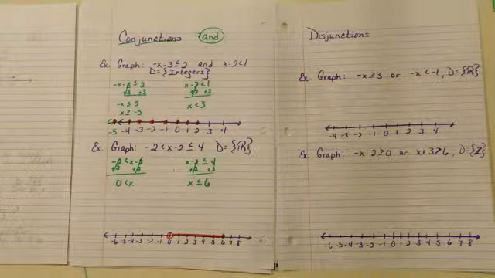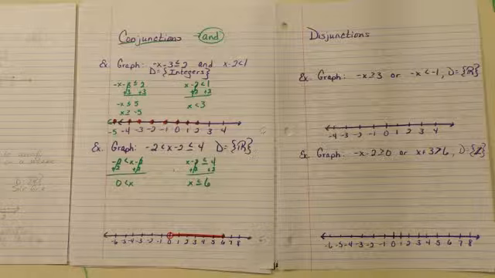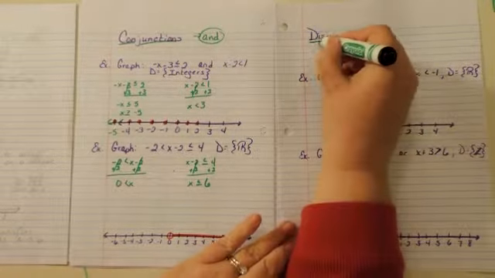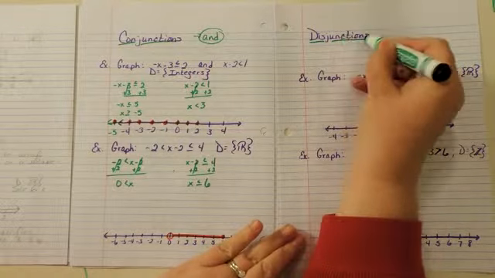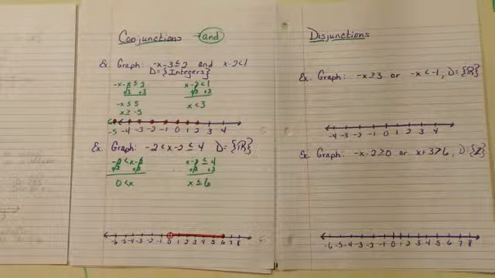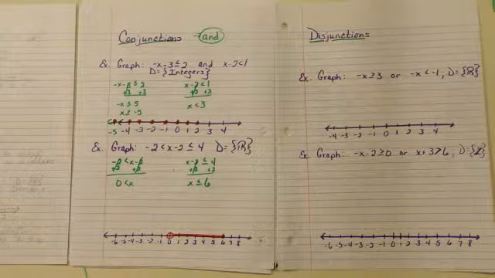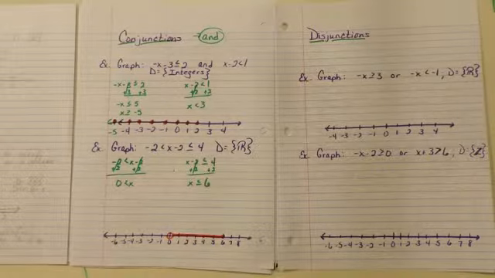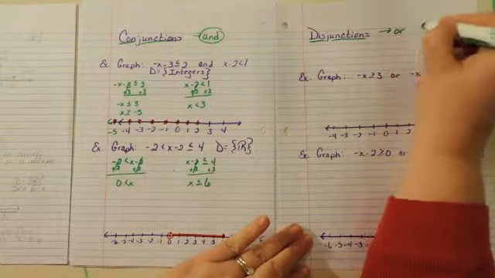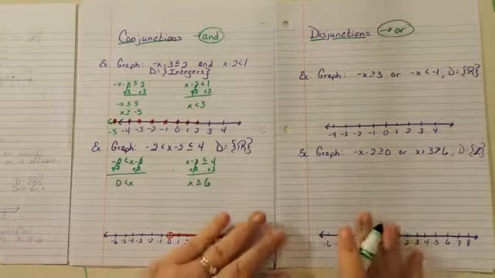Okay? Next, we're going to talk about disjunctions. Dis means not, and junction means join. So these are going to be inequalities in which it's not necessary to satisfy all of the restrictions on the variable, just one of them. Instead of using the word and, we are going to use the word or.